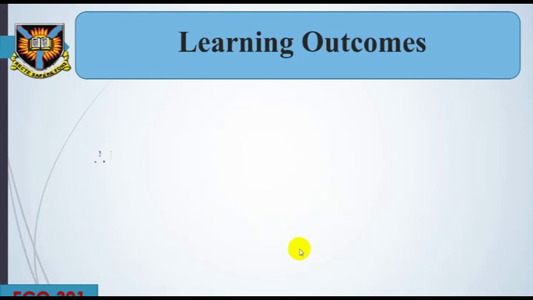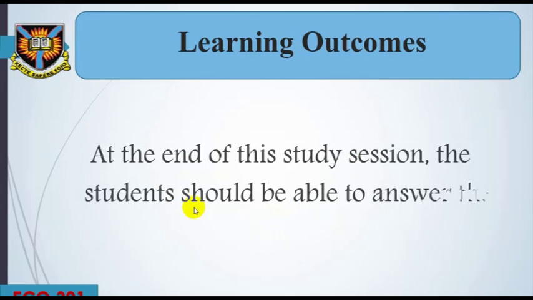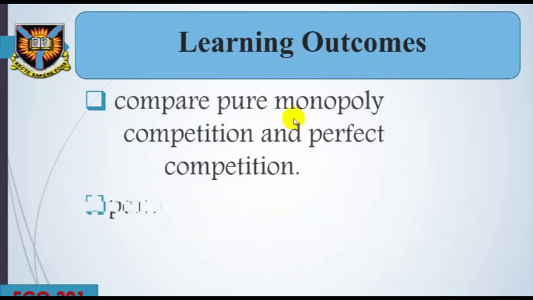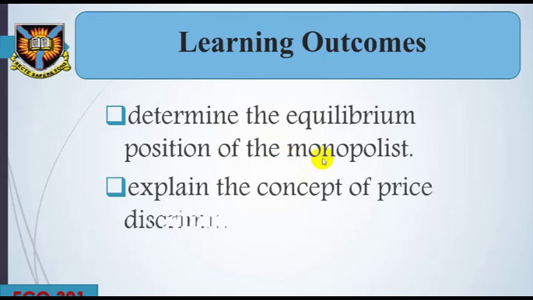Learning outcomes. When you have studied this section, you should be able to compare pure monopoly and perfect competition, point out the causes and characteristics of pure monopoly, determine the equilibrium position of the monopolist, explain the concept of price discrimination, and evaluate the effect of the imposition of different forms of taxes on monopolists.